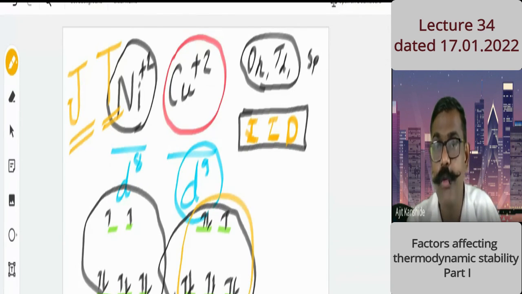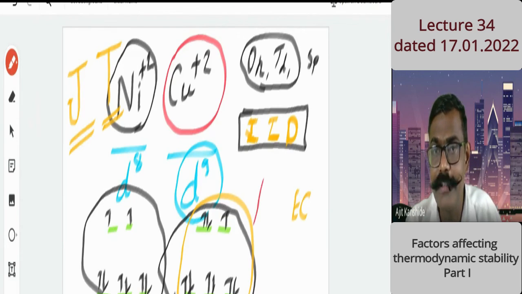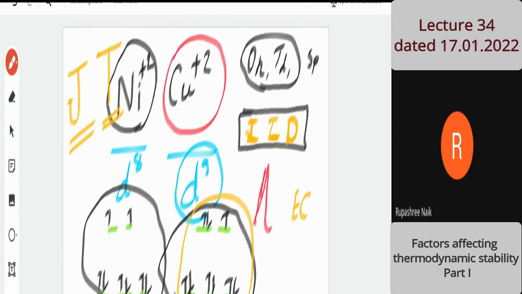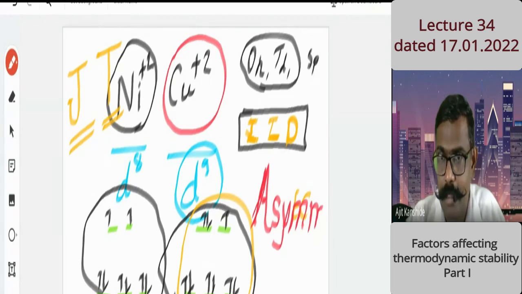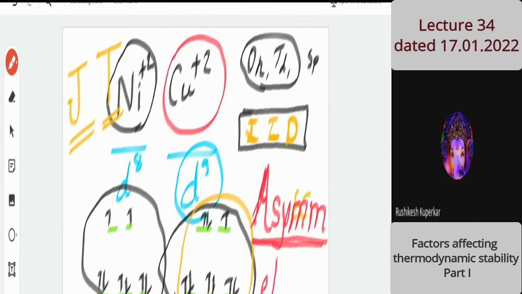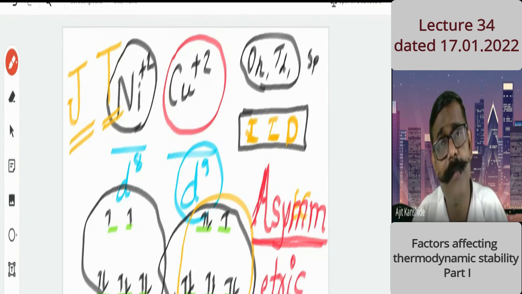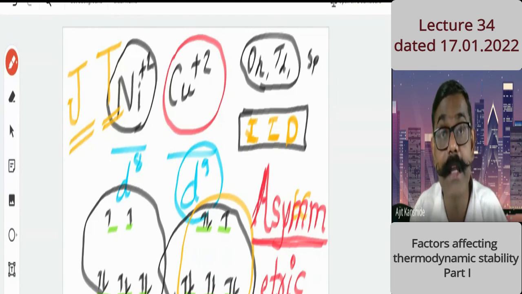Which electronic configuration is it? What type of electronic configuration it is? At least complete now. I wrote only the first 5 letters. The remaining are to be completed. Read only that spelling, that electronic configuration. Yes, asymmetric electronic configuration.